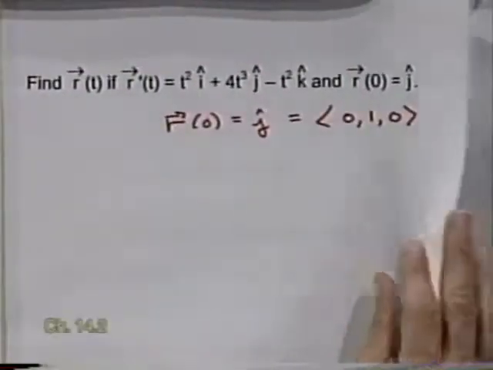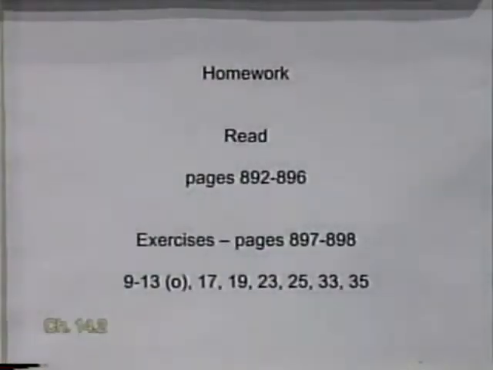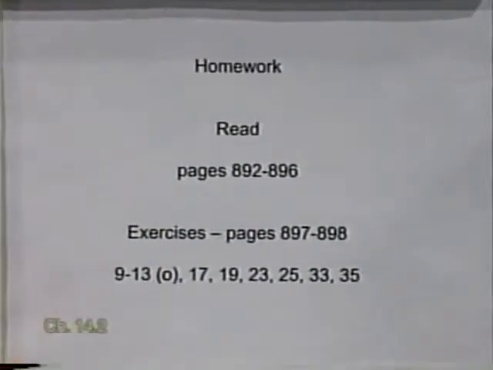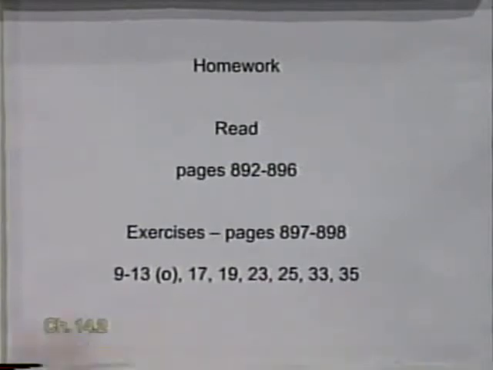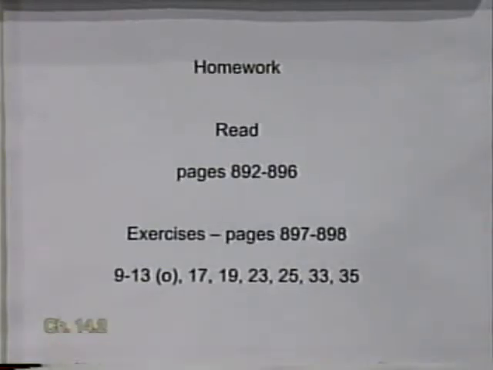So for homework, what I want you to do is look over pages 892 to 896. And then you need to do on pages 897 to 898, numbers 9 through 13, the odds, 17, 19, 23, 25, 33, and 35. And again, remember, you do have the Student Solutions Manual. You're supposed to use that.